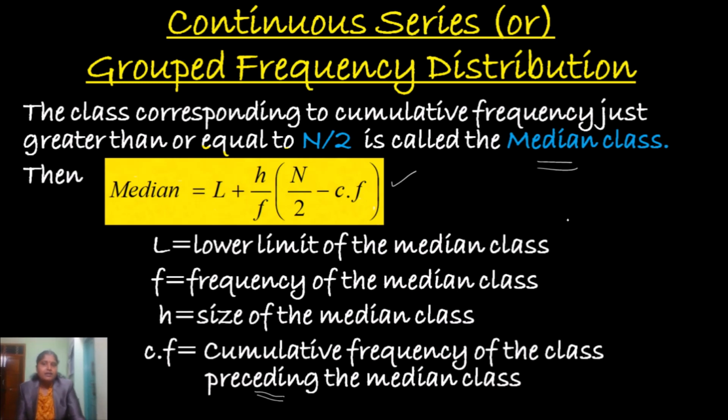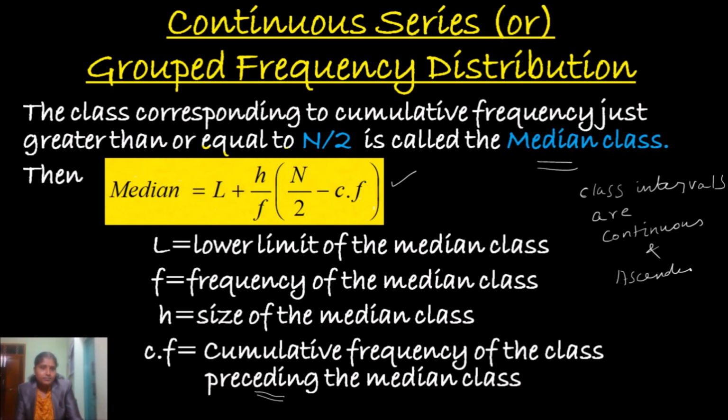Also, you just have a point to keep in your mind that this formula is used only when the class intervals are continuous and in ascending order. Only then do we use this formula to calculate the median in the case of grouped frequency distribution.